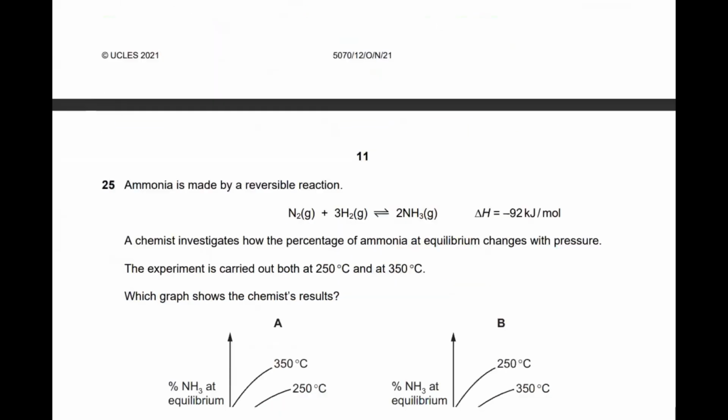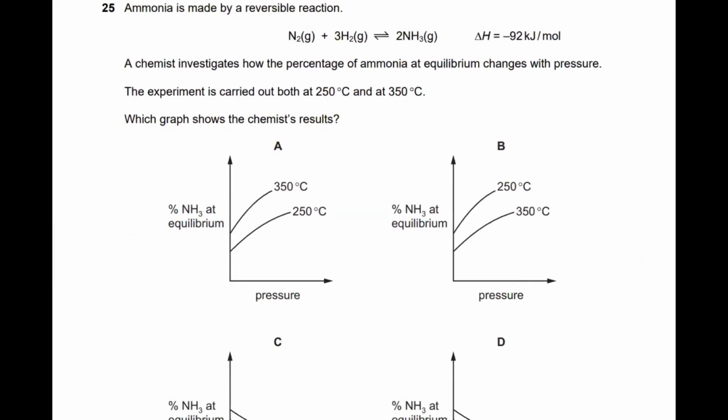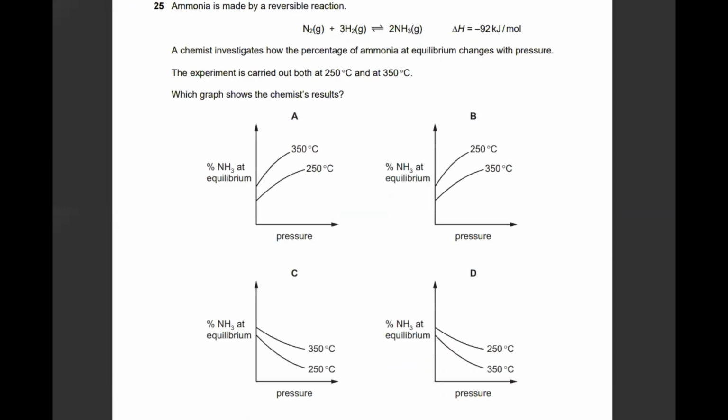Moving towards question number 25, and I'll reduce the size of the screen again so that the whole question is in front of me. The question says, ammonia is made by a reversible reaction. This double-headed arrow is telling you it's a reversible reaction. And it is also indicating that the delta H value is minus 92. That indicates that the forward reaction is exothermic and the backward reaction is going to be the reverse of that, that's endothermic. So this is information which we are getting from the equation.